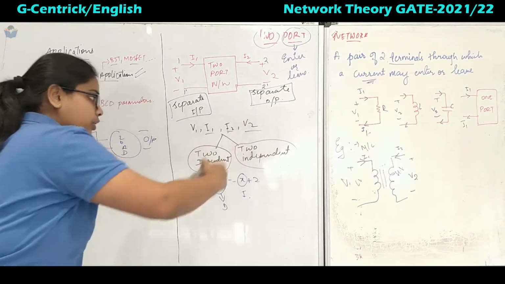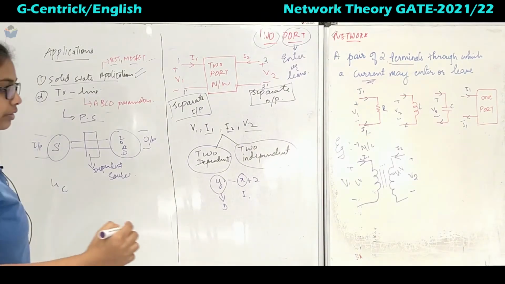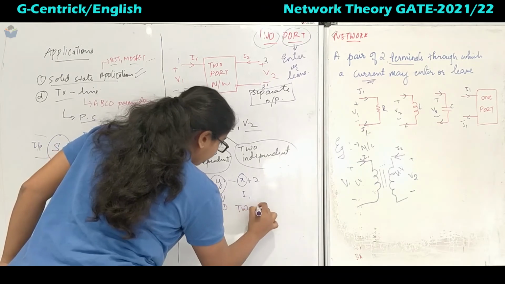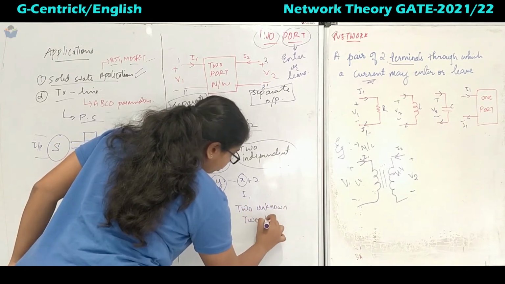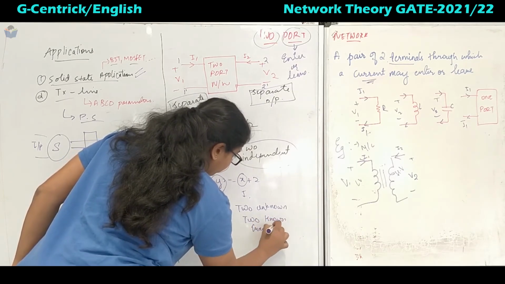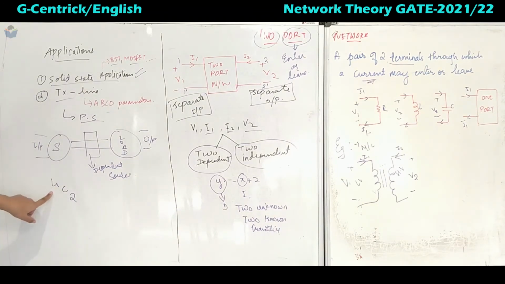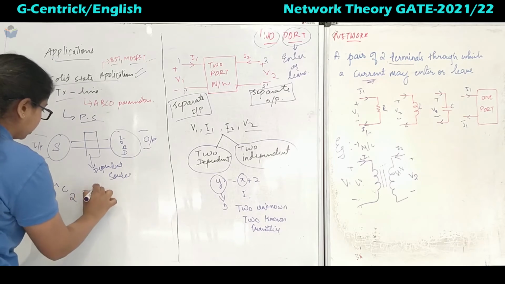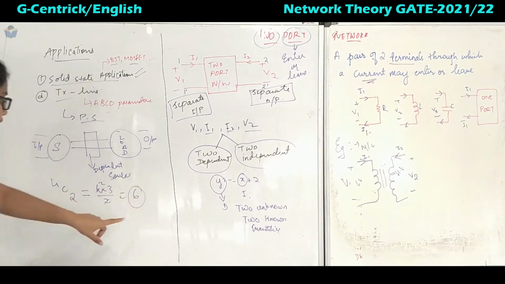So now we have four combinations: two dependent and two independent. And how many unknown quantities will be there? There will be two unknown quantities and two known quantities. To determine the two unknown quantities, we will combine them in combinations. So 4C2 gives you 4 into 3 over 2, so in total we have to study 6 combinations.